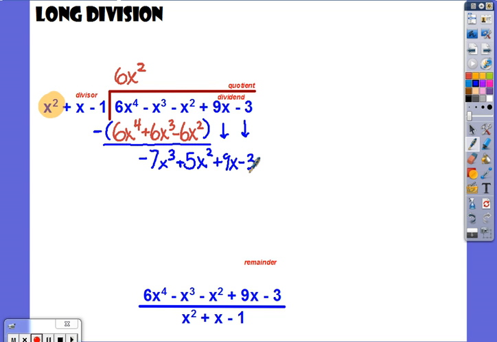Now we're going to repeat. I'll switch colors just for fun. So now I'm going to go back up to the top here, and again I'm looking for something times my x squared that will give me that negative 7x cubed. I believe I'm going to go with a negative 7x, because negative 7x times x squared is negative 7x cubed. And negative 7x times x will give me negative 7x squared, and negative 7x times negative 1 is plus 7x. And every time I subtract.